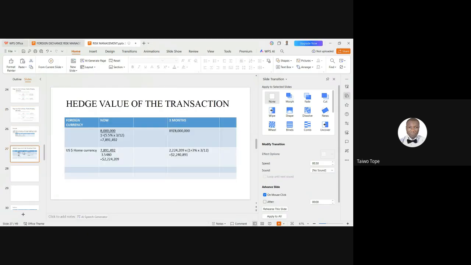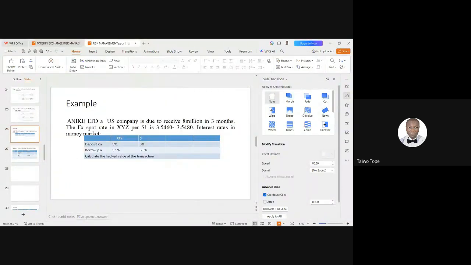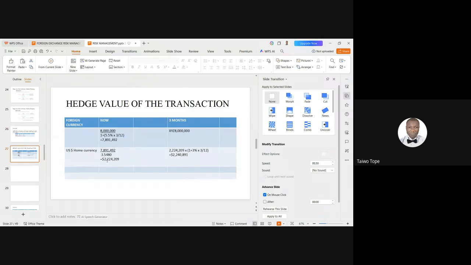So by the time you do this, you divide 7891492 by what? The rate. This rate here, 3.5480, to get the value in your own home currency. And when you do that, you're going to have what? 2,224,209. This is the amount you need to make a deposit in your own home currency.